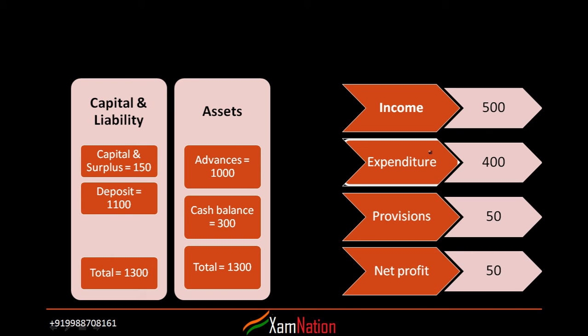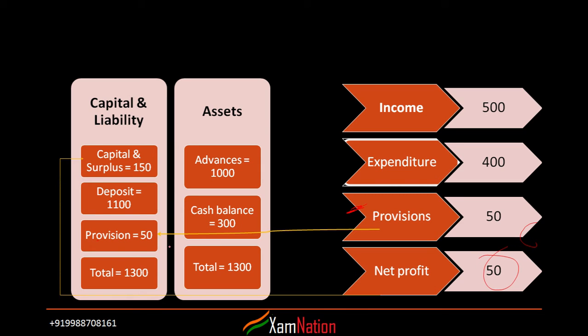Now these provisions they would create, and where will these provisions go? This provision will go and will come here. Whatever profit the bank is earning, out of that a certain amount of money will go and become a part of the provision, and the rest of it, that is this 50 rupees, will become a part of your capital and surplus. So this is how the provisions are created. Now I think it is clear to you how the provisions are created.